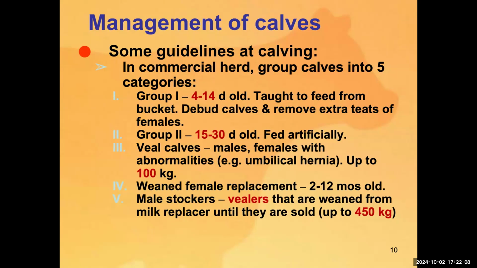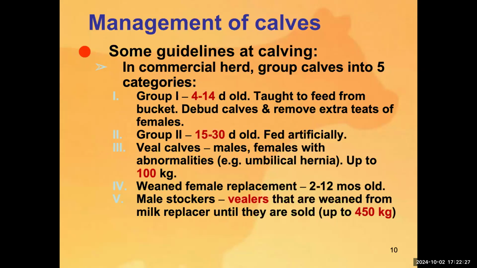Another group that's quite special would be the veal calves, and this would be either males or females, but usually males, or females with abnormalities, because these are the ones that you won't be including in the herd going forward. And we feed them just milk alone.